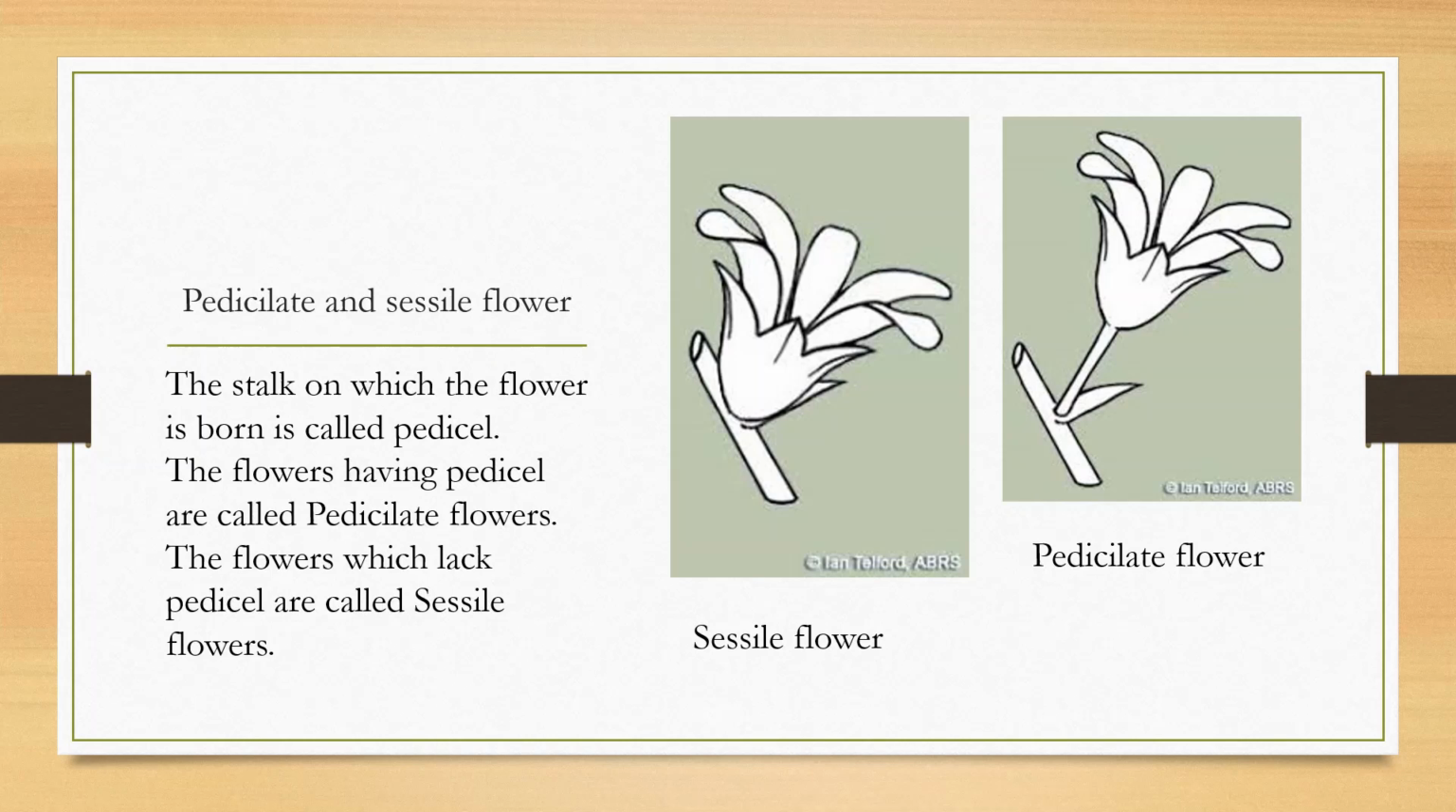As you see here, the first one is a sessile flower where no stalk is there to connect the stem to the flower. The flower is directly connected to the stem, and in the second picture you see there is a stalk connecting the flower to the stem. The first one is a sessile flower, the second one is a pedicellate flower.